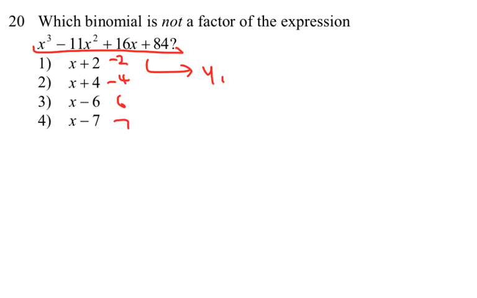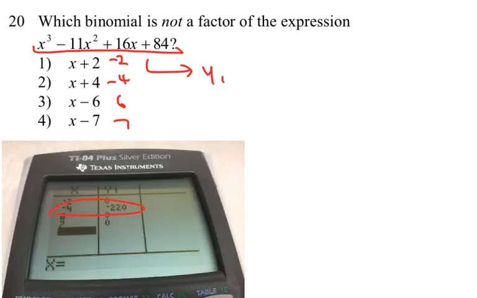So what I'm going to use is I'm going to use the table set, and then x value will not be order, but it will be ask, and try to figure out these values together. So as you can see, everything will get me 0 except -4. So that means since -4 doesn't work, x plus 4 must not be a factor. So choice 2 is our answer.